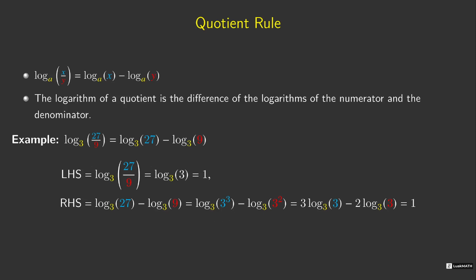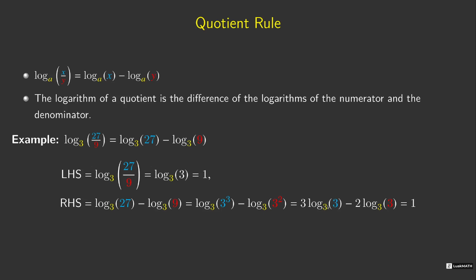And you can write 27 as 3 cubed. Okay? 3 cubed to base 3. You can write 9 as 3 squared. So this becomes log of 3 squared to base 3. And then using the power rule that we saw earlier, you can drop this exponent to the front. So this 3 goes here. So now you have log of 3 to base 3 multiplied by 3. Minus, now this 2 can come to the front here. So you have 2 times log of 3 to base 3.